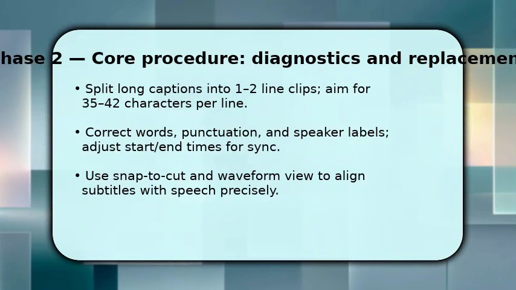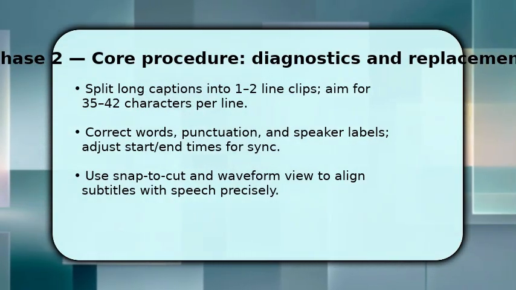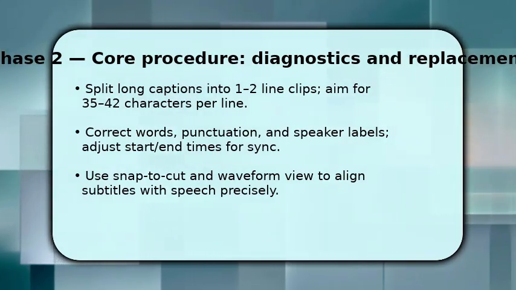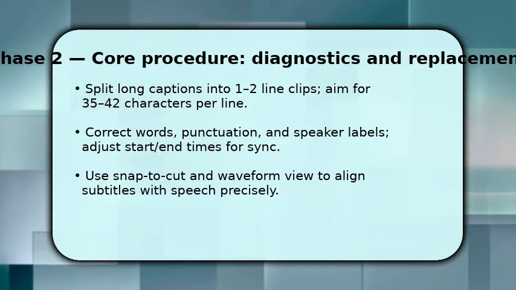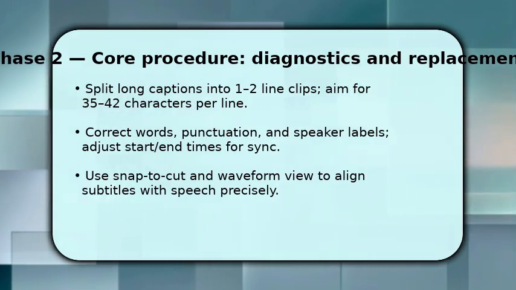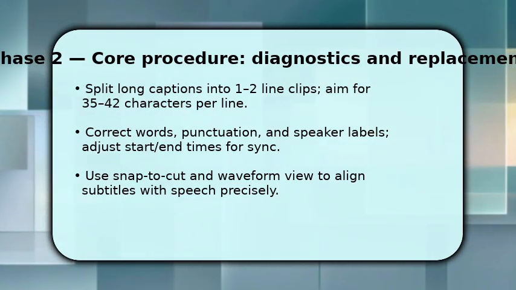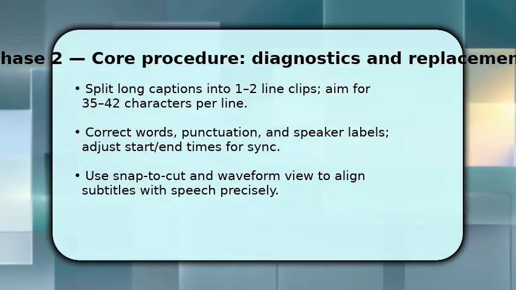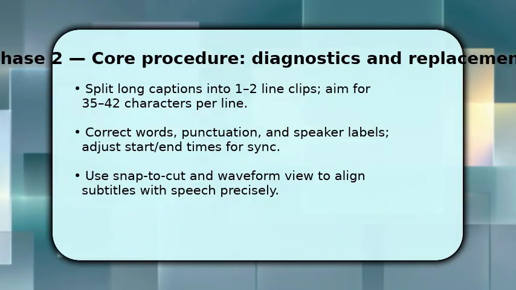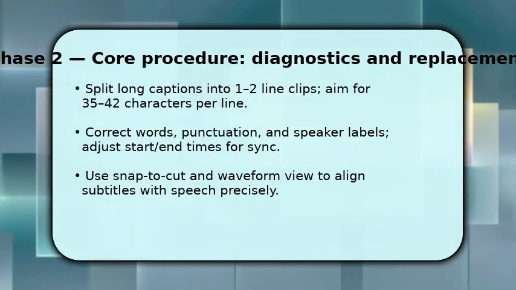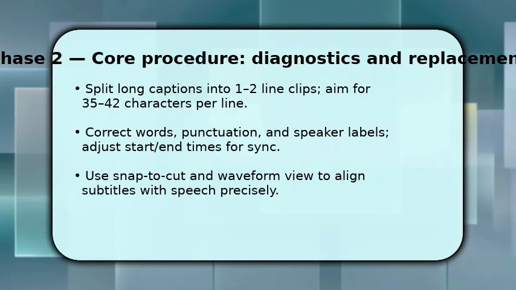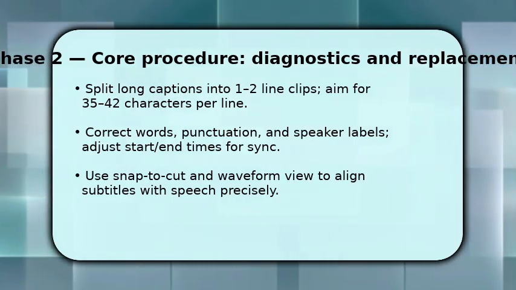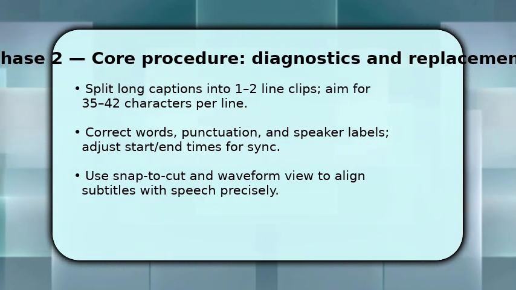Next, you refine timing and text. This is the detailed middle work that makes subtitles readable. Split long captions into shorter 1-2 line segments, aiming for roughly 35 to 42 characters per line to prevent crowding. Then correct words, punctuation, and add speaker labels where needed, because clarity matters. Use the Snap to Cut feature and waveform view to nudge start and end times so subtitles match syllables. Doing this improves comprehension and viewer retention.